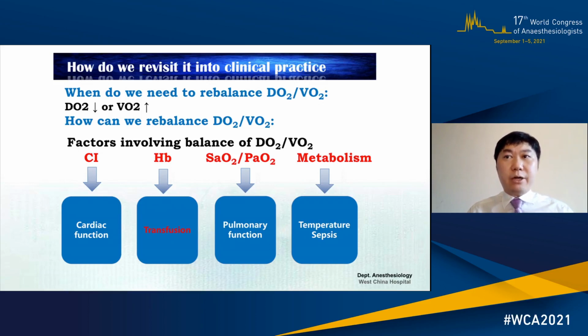Let's come back to the factors involving this balance. We can improve cardiac function to increase cardiac index or cardiac output. We can transfuse blood to increase hemoglobin level, or we can improve pulmonary function or treat original diseases such as fever or sepsis to normalize metabolism so as to decrease oxygen consumption.